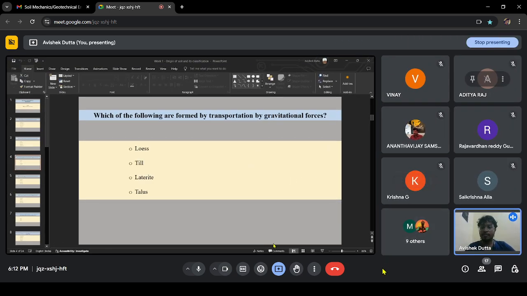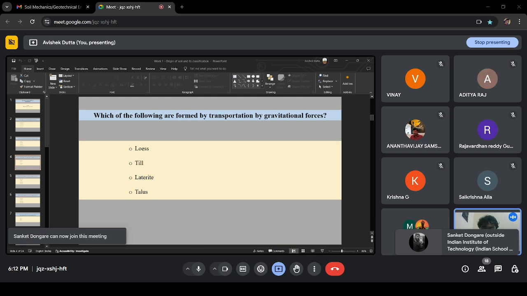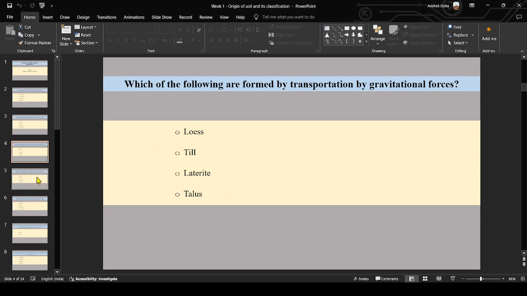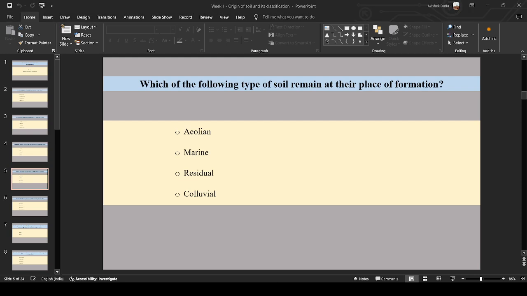Okay, so again I'll repeat, which of the following are formed by transportation by gravitational forces? The options are loess, till, laterite, or talus. Okay, I'll go to the next question. This is the fourth question.